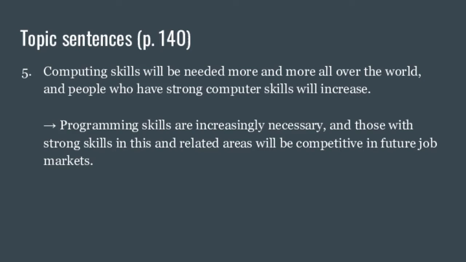Sentence number 5, here's how we can improve it. Instead of just computing skills, we could say something more specific, programming skills, or again, maybe even more specific, a particular kind of area of programming skills, or AI programming, or NLP programming skills, for example, are increasingly necessary. Those with strong skills in this and related areas will be competitive in future job markets. And then we're set up to talk about particular kinds of occupations and job markets and skill areas. That would be better. So those are some ideas for revision.